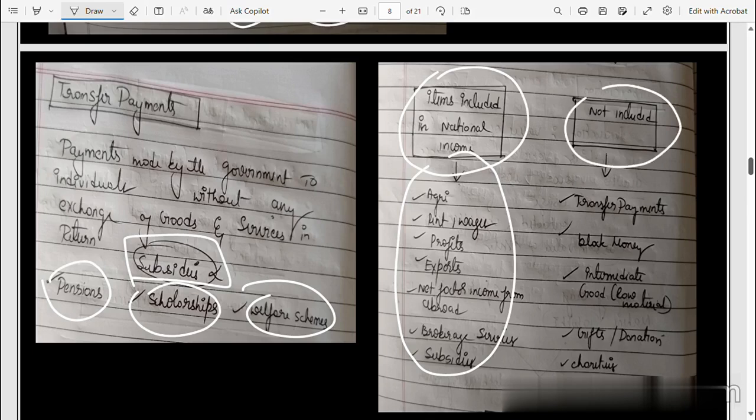And what is not included in national income? The transfer payments, as I told you. Then black money, then intermediate goods. Intermediate goods are nothing but the raw materials. Then we have gifts, donations from other countries, charities, and household activities. These are not included in national income.